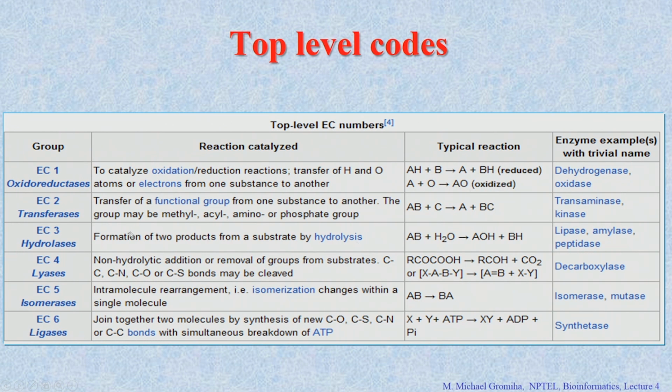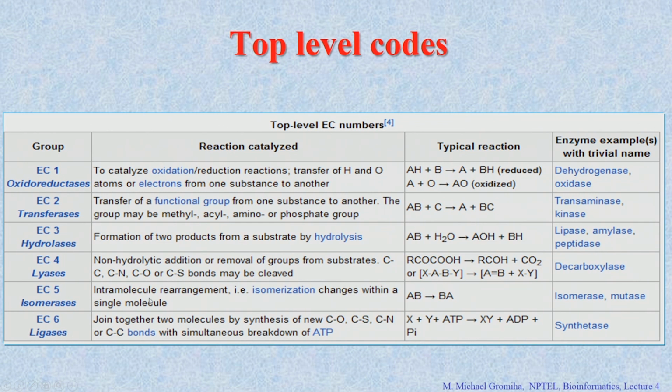EC2 are transferases; you can see the reaction AB plus C gives A plus BC. EC3 is hydrolase, which involves hydrolysis: AB plus H2O, you can see the water molecule here, gives AOH plus BH. EC4 is lyase, EC5 is isomerase, and EC6 is ligase. Likewise, there are 6 top level classifications of enzymes.